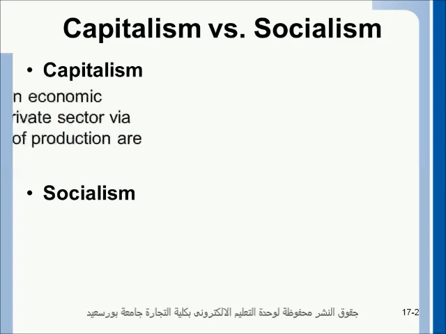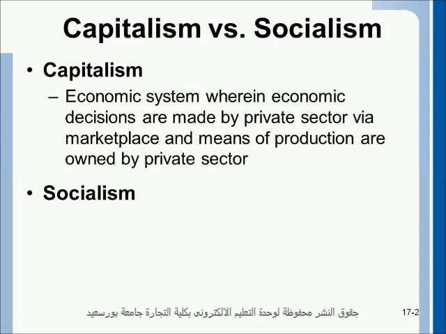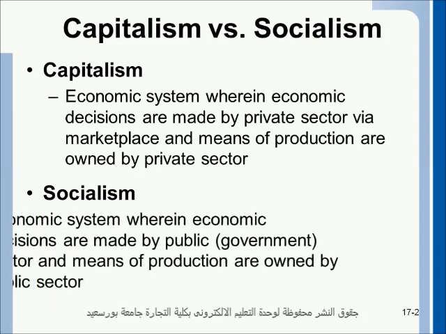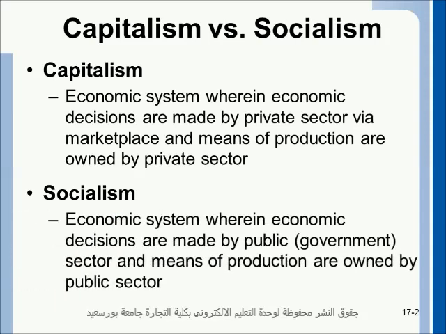Capitalism is an economic system wherein economic decisions are made by the private sector through the marketplace, and the means of production are owned by the private sector. However, socialism is an economic system wherein economic decisions are made by government or by the public sector, and the means of production are owned by the public sector or government.